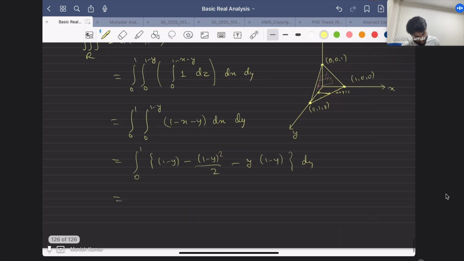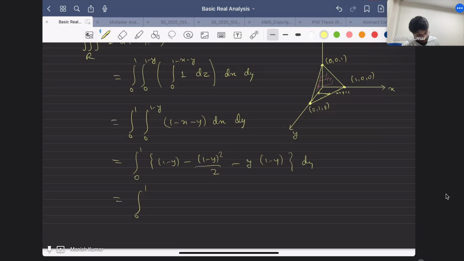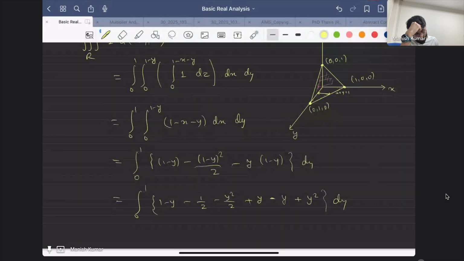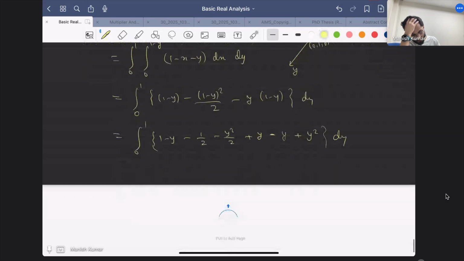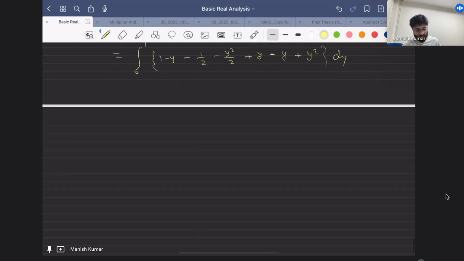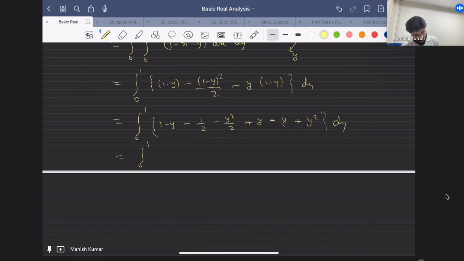What should I do? Well, let me write 1 minus y, this is 1 by 2 minus y square by 2 plus y. Okay, and here you have minus y plus y square. Sir, you can directly integrate, sir. Yeah, but here it was a product, so that's why I am writing this way. Whatever comfort you feel like you can do it, it's not an issue. 0 to 1, this y will cancel. So you are left with y square by 2, and then you have minus y plus half, this dy.